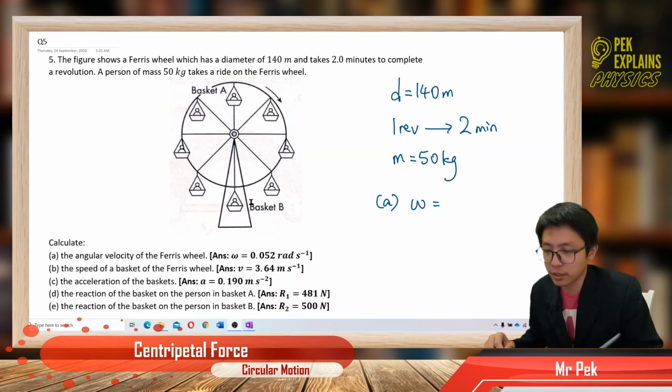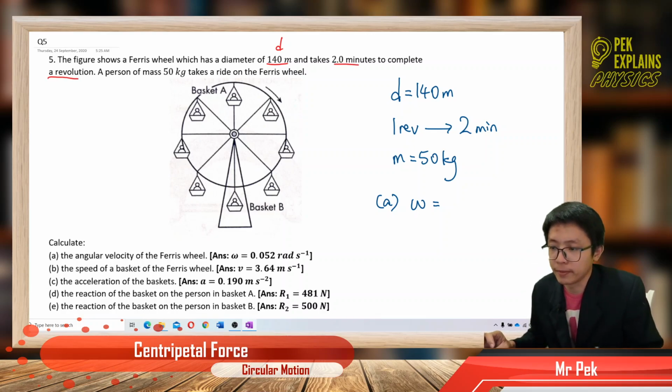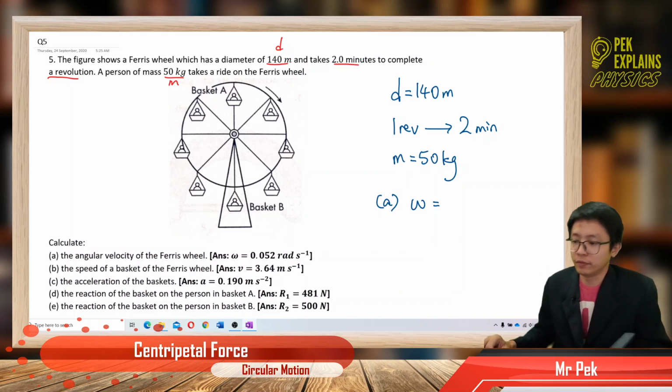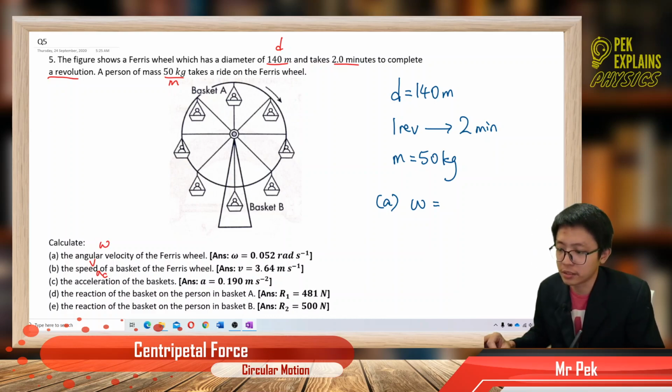Let's write down the information given. We have the diameter, this is the D. Takes 2 minutes to complete a revolution. This is the mass, 50 kilogram. Find the angular velocity omega, the speed v, the acceleration, this centripetal acceleration actually, and the reaction. Reaction is actually like the normal force, N1, N2.